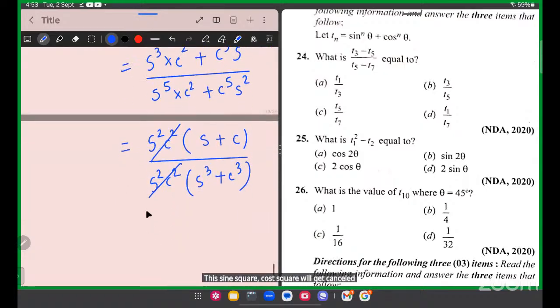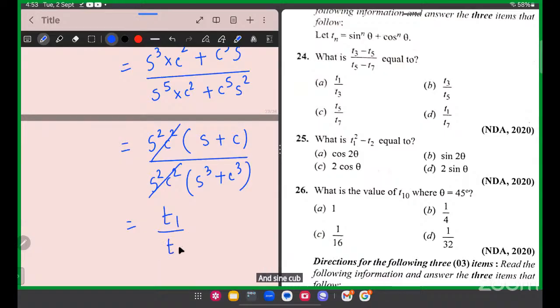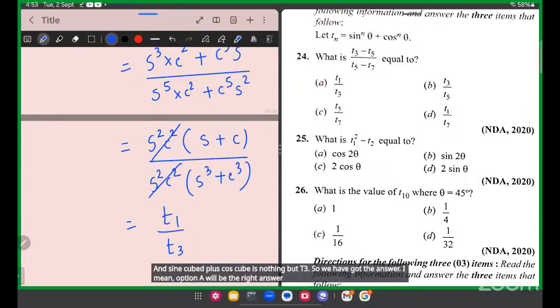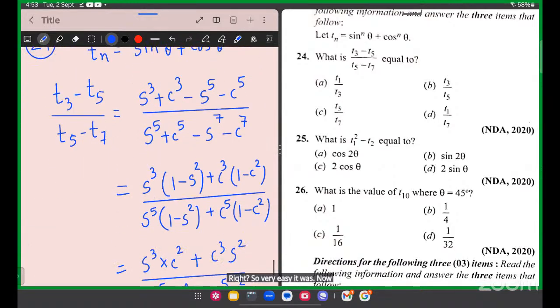So we are left with sine plus cos, which is T1, and sine cube plus cos cube is nothing but T3. So we have got the answer. I mean, option A will be the right answer, T1 by T3, right? So very easy it was. Now next, question number 25.